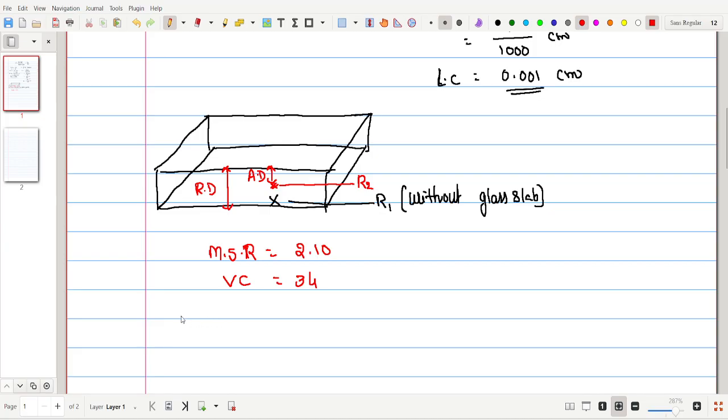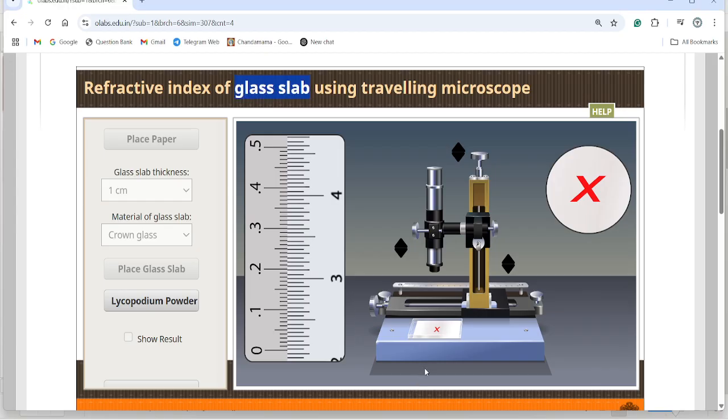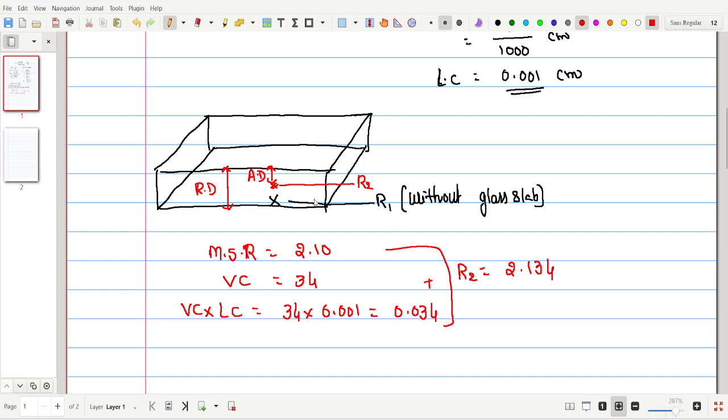Vernier coincidence into least count is equal to 34 into 0.001, that equals 0.034. Then main scale reading plus vernier coincidence into LC, that is R2. R2 equals 2.134. So R2 is also over.